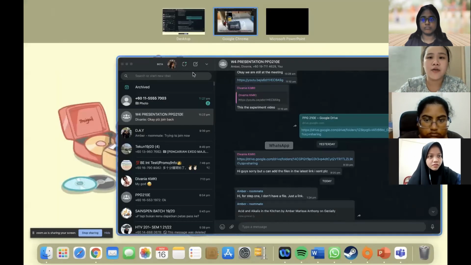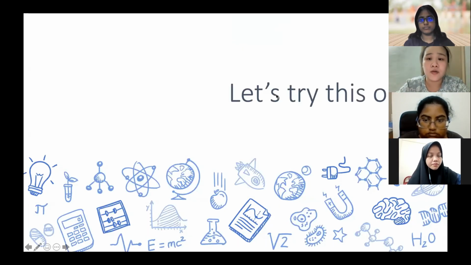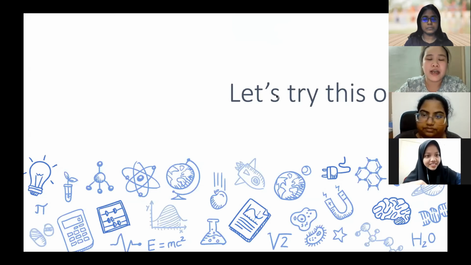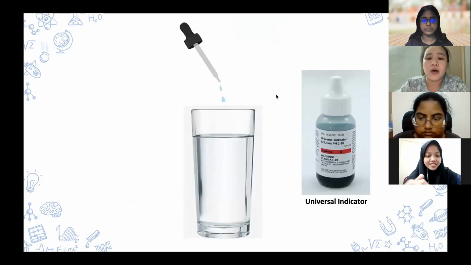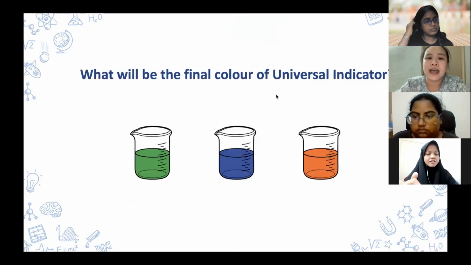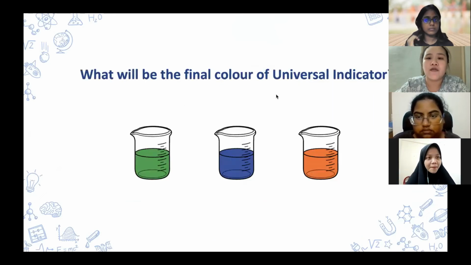Okay, so are you clear on how a pH indicator works now? Yes, teacher. Okay, then let's try this out. It's a revision on what we have learned in the video just now. We have a glass of water here, and in the water we've put a few drops of universal indicator. Can you please guess what will be the final color of the universal indicator in the water?